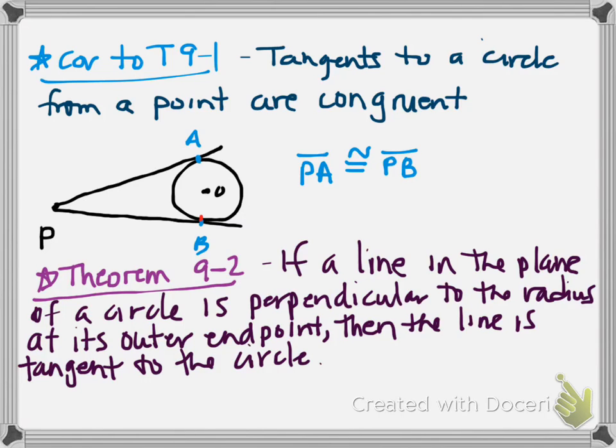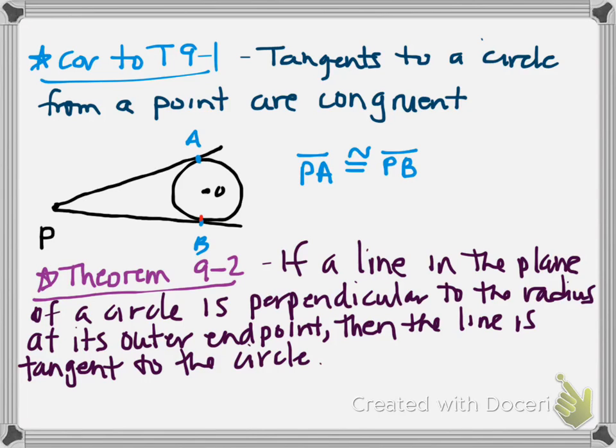Okay, wait a second. I have a line that's in the same plane of the circle. It's perpendicular to the radius at its outer endpoint. Then the line is tangent to the circle. What does that sound like? Yeah, sounds like theorem 9-1's converse. That states you have a tangent, and it's going to be perpendicular to the radius that meets at the point of tangency. Well, that outer endpoint they're talking about would be considered the point of tangency. So basically, it's just the converse of theorem 9-1.